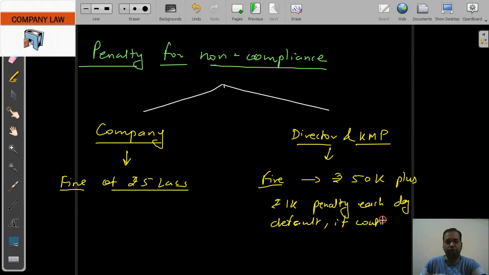If it continues, okay, so 50,000 plus penalty of each day of default if it continues.